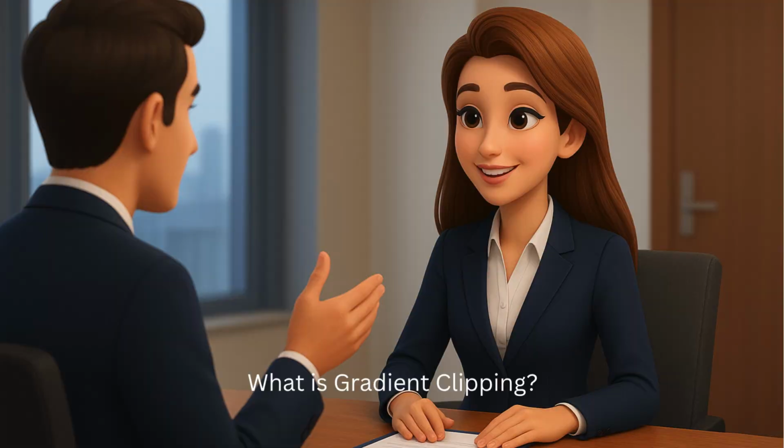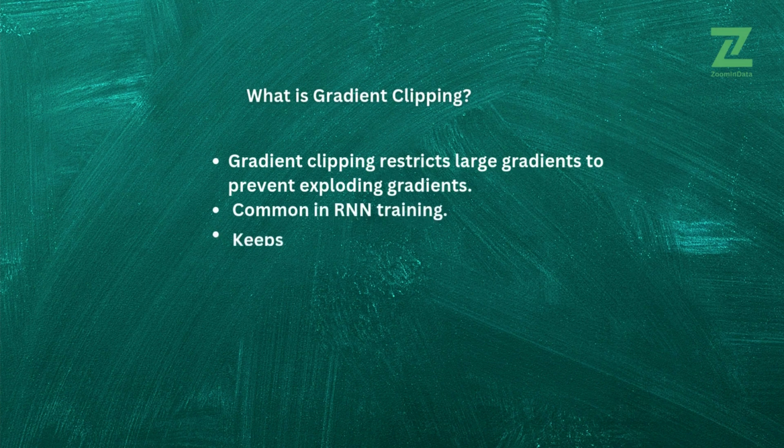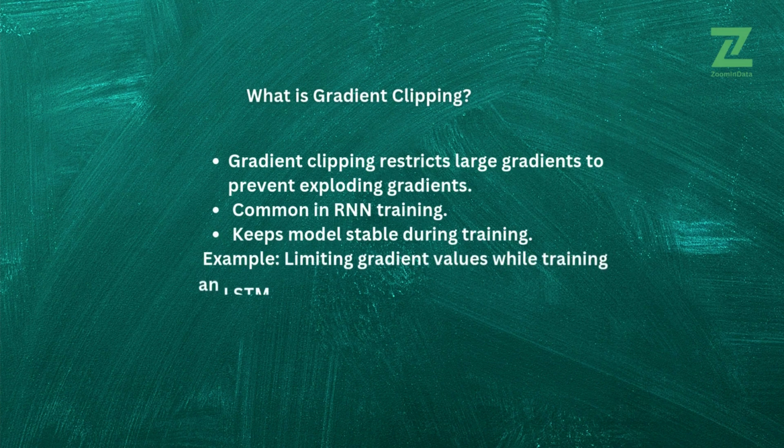What is gradient clipping? Gradient clipping restricts large gradients to prevent exploding gradients. Common in RNN training. Keeps model stable during training. Example: limiting gradient values while training an LSTM on long text sequences.